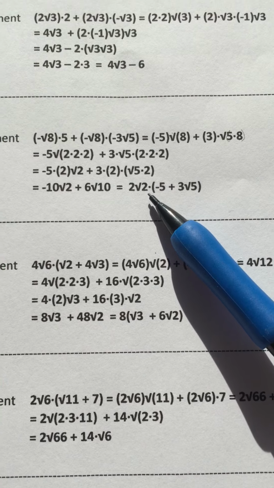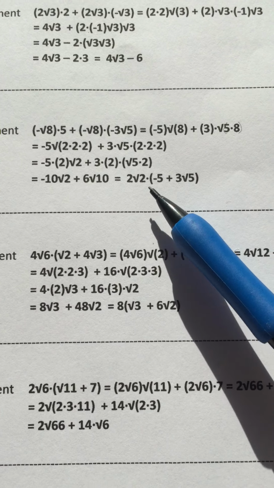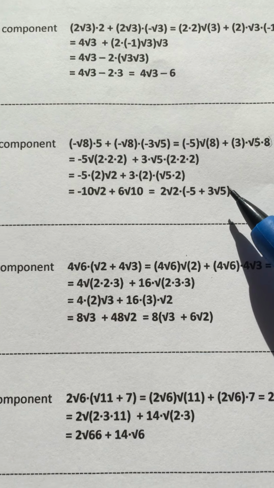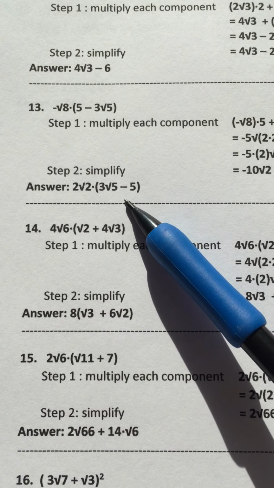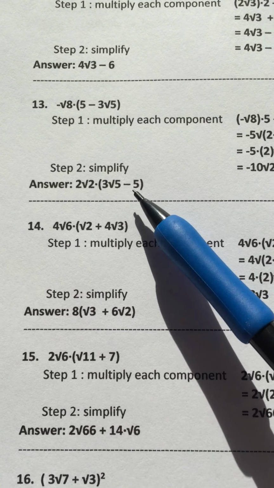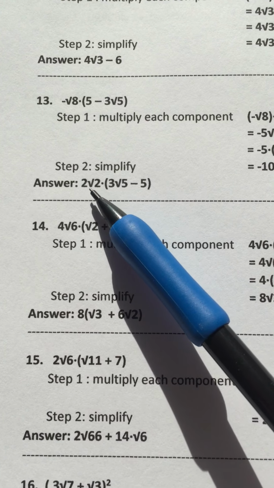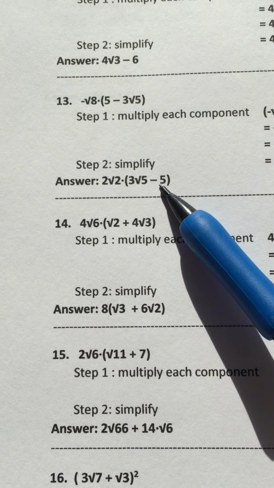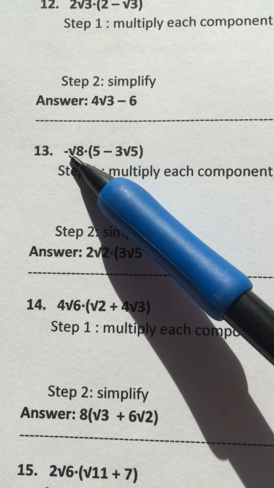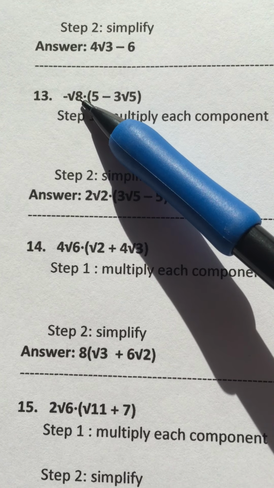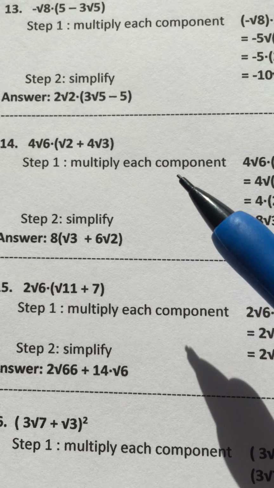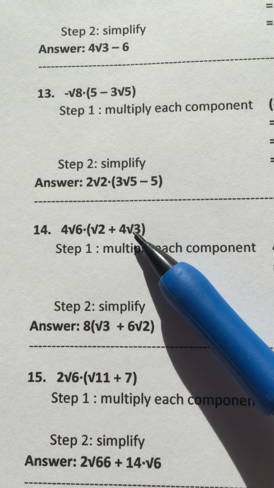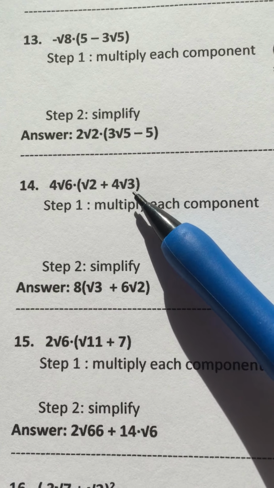So just rearranging things a little bit, that's 2 square root of 2 times the minus 5 plus 3 square root of 5, or just inverting the order of things on the inside there. It's 2 square root of 2, 3 square root of 5 minus 5, which again, you could have seen from here just multiplying the minus 3, 2, and noting that the square root of 8 is 2 square root of 2. Number 14. 4 square root of 6 times square root of 2 plus 4 square root of 3.